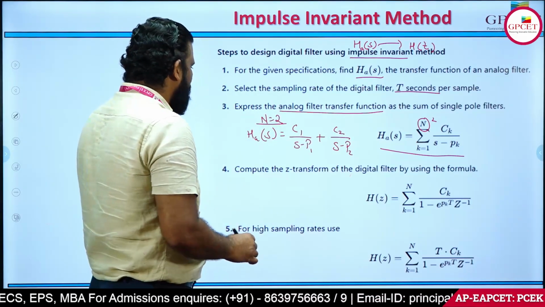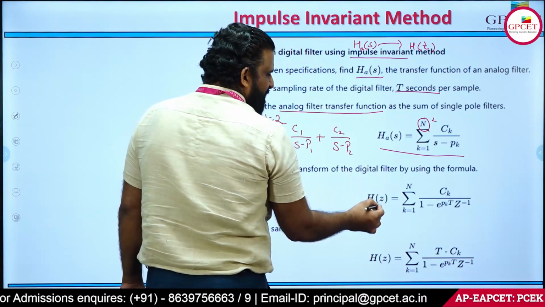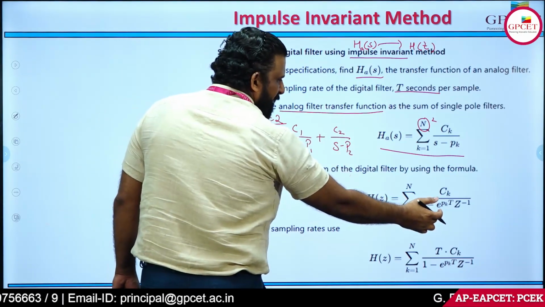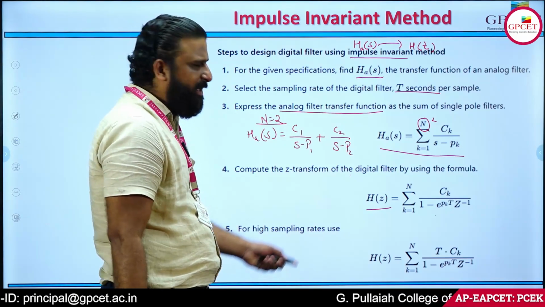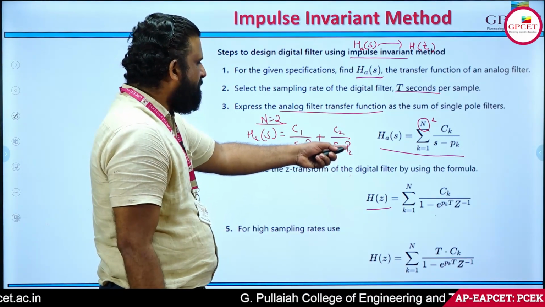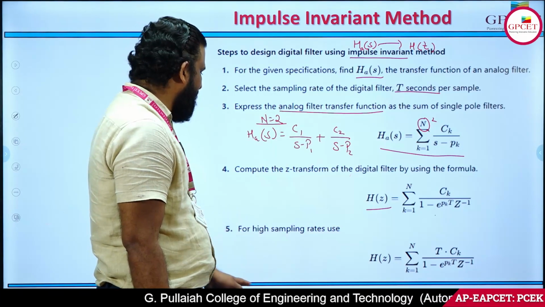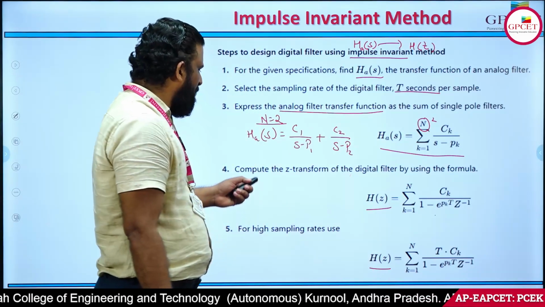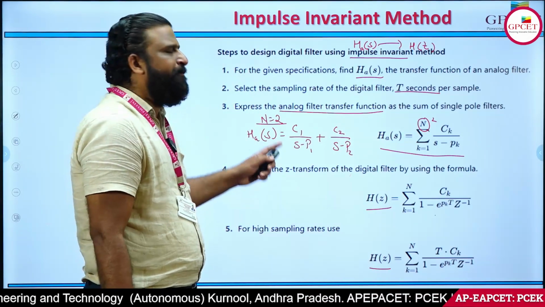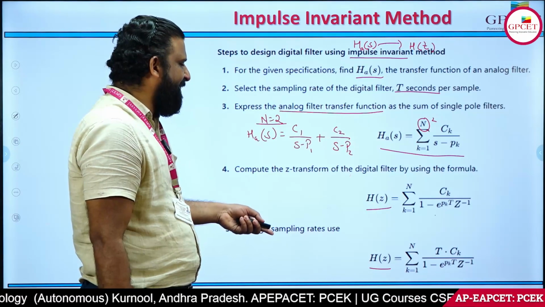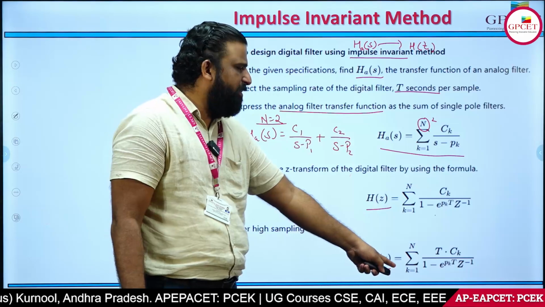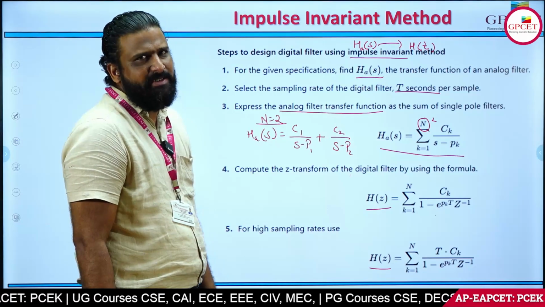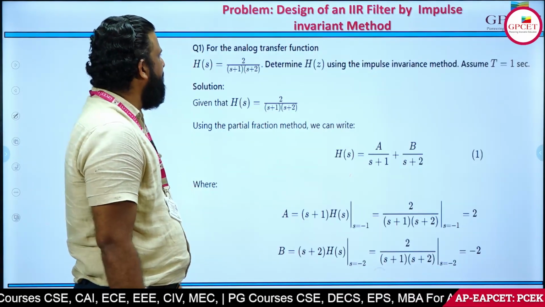In the fourth step, convert that summation into the digital form. That is, we convert that H of S into H of Z by using this particular formula. You will get clarity while we do the problem here. By using this, we convert that analog transfer function into digital. Finally, for high sampling rates, we get this equation. Up to the fourth step, it will be completed. If there are high sampling rates, this is the equation we are going to use. So these are the 4 steps used to convert analog filters into digital ones. Now we will see one problem.